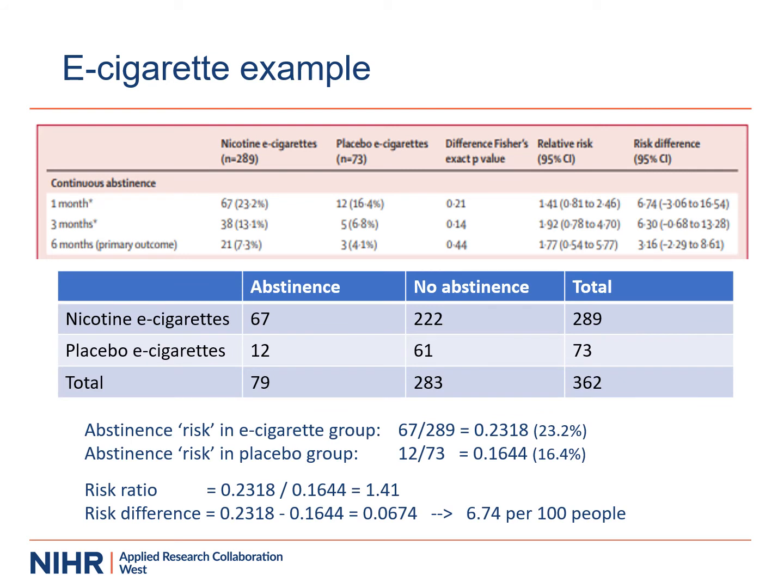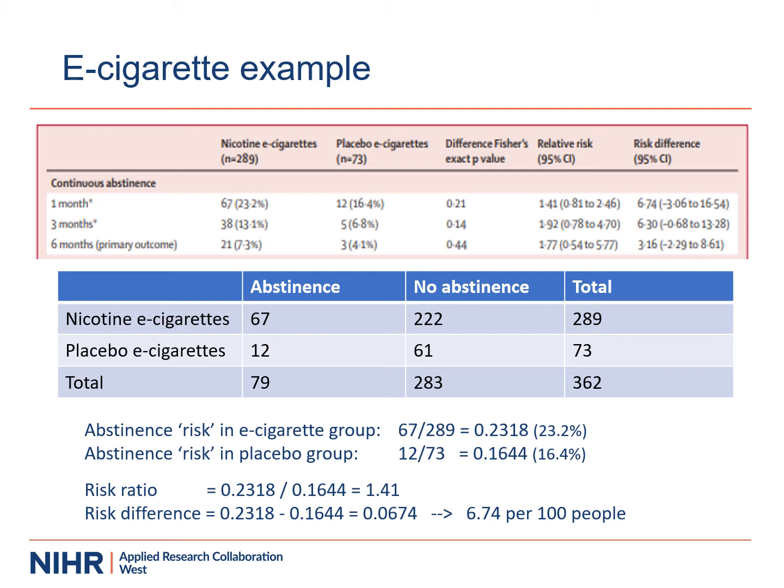So to understand where the numbers that they've presented come from, we can recreate this 2x2 table. And what you can see is that there were 67 people in the nicotine e-cigarette group who successfully stayed abstinent from smoking, and that was out of 289 people who were in this group. So our risk of abstinence in that group is 67 divided by 289, and similarly the risk of abstinence in the placebo group was 12 divided by 73. And you can see that they've presented those numbers in the table.